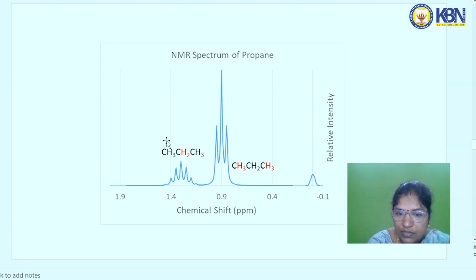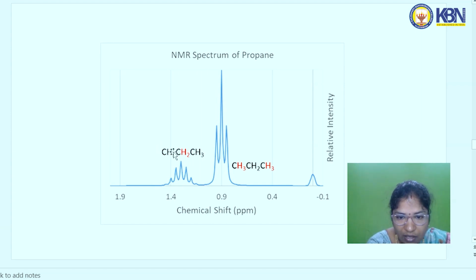This is the structure of simple propane: CH3, CH2, CH3. Both CH3 groups are in the same chemical environment because each methyl group is attached to the methylene CH2 group. So these two sets of protons are in the same chemical environment, and we observe only two sets of protons here.